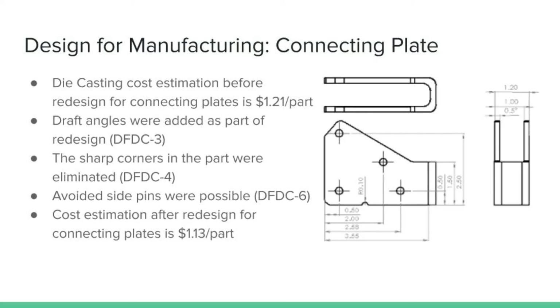The redesigns consisted of the addition of drafting according to DFDC Guideline 3 to help with the part's release from the die, the elimination of sharp corners according to DFDC Guideline 4 to increase strength, and the elimination of side pins to simplify the die according to DFDC Guideline 6. Because of the simplicity of the cost estimation model, the only redesign that affected the cost was elimination of a side pin. The new cost per part of the redesigned connecting plate came out to be $1.13 per part.